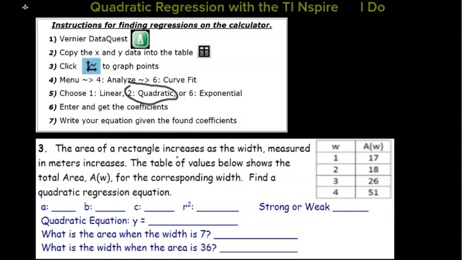The area of a rectangle increases as the width measured in meters increases. The table of values below shows the total area A(W) for the corresponding width. Find a quadratic regression equation. So let's plug these into our calculator. W will be our X value, our independent, and then A(W) is our dependent.